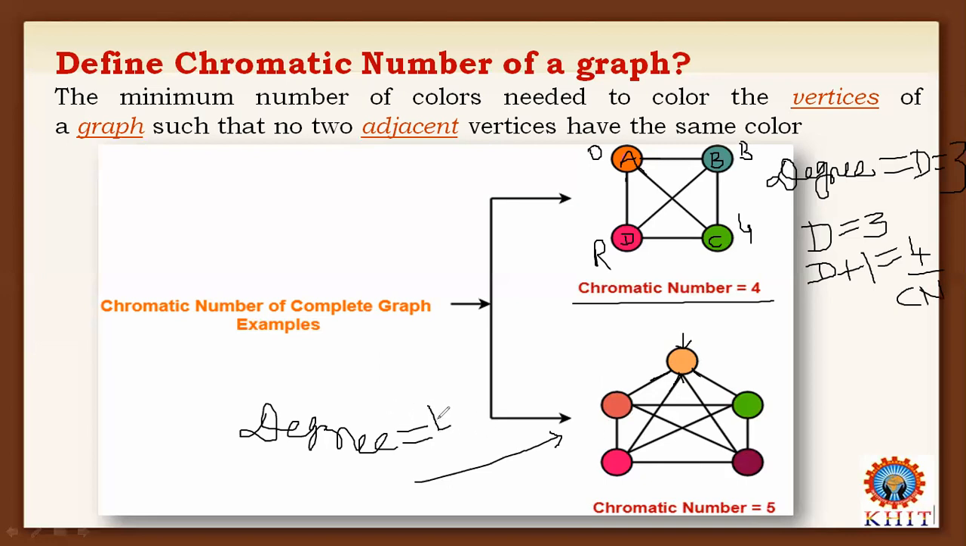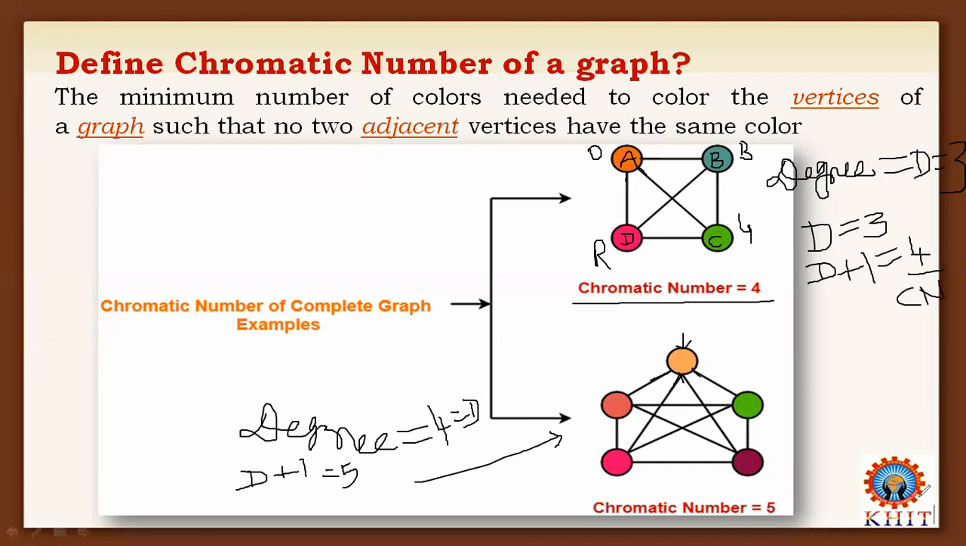Hence the degree is equal to 4. D value is equal to 4. The maximum number of colors required to color the given graph will be D plus 1, that is equal to 5. You need to color the given graph with the minimum number of colors, that is 5 colors. Hence 5 is to be considered as the chromatic number of the given graph.